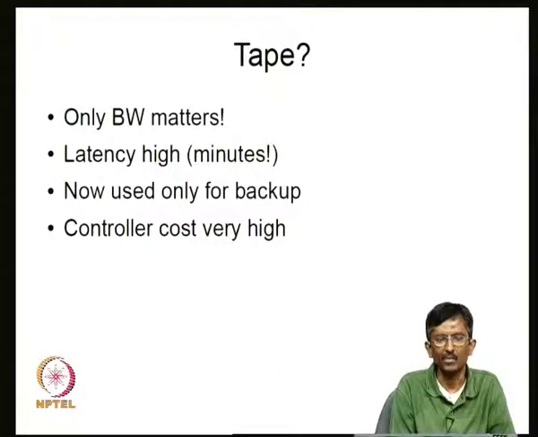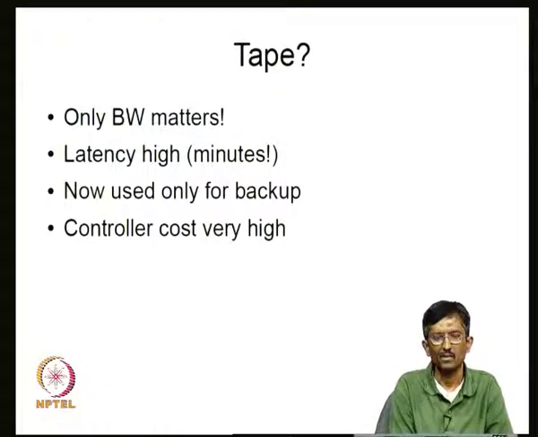Let's look at tape. Tape is nowadays not that very common. It used to be common about 20 years back, because we used to also use it to store our things, but nowadays disk has replaced tape for storing things.